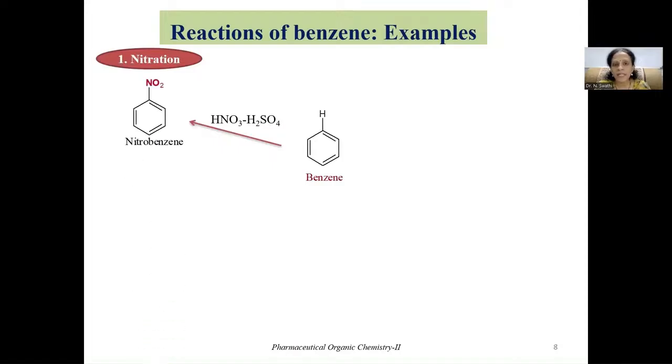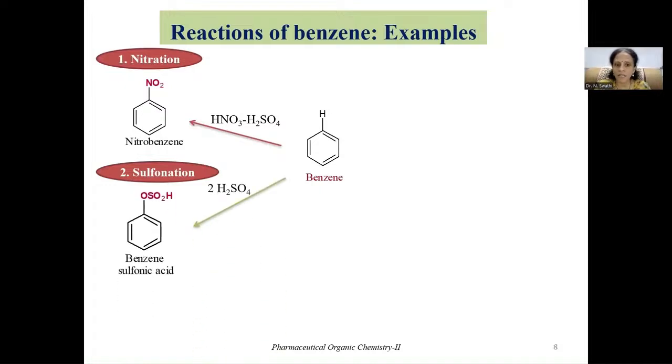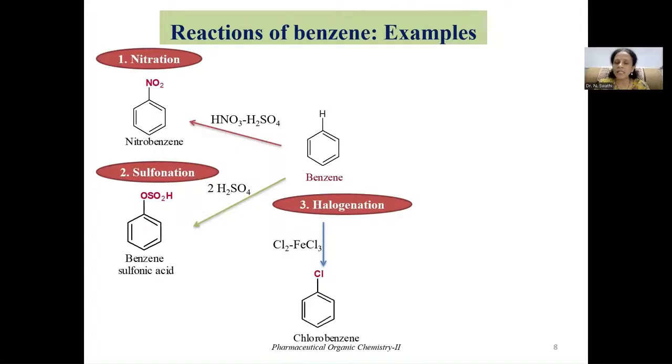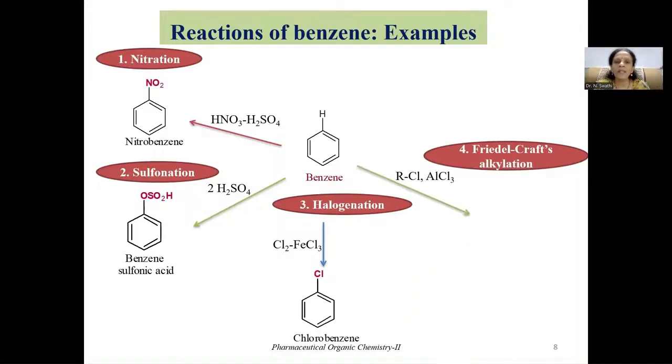In addition to nitration, benzene undergoes various other electrophilic substitution reactions. A few are given here. Benzene undergoes sulfonation in the presence of concentrated sulfuric acid, and it gives benzene sulfonic acid as the product. Upon halogenation, benzene gives halobenzene when it is treated with a combination of chlorine and ferric chloride. It also undergoes Friedel-Crafts alkylation when a mixture containing alkyl halide and aluminum trichloride is treated with benzene. It results in the formation of alkylbenzene.